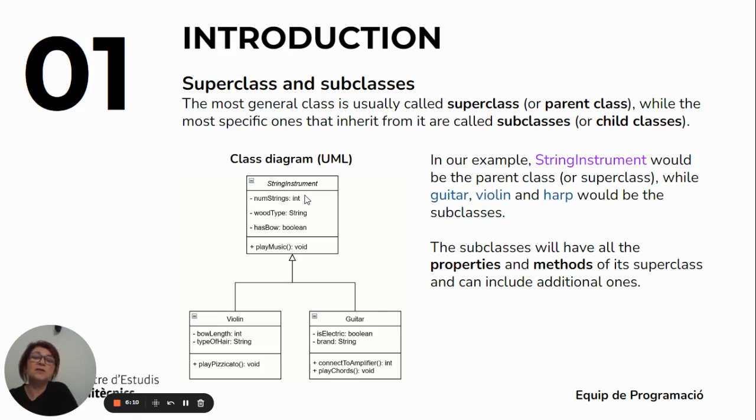Then if you look at the electric guitar, it's electric, so it can have a Boolean attribute, and then the methods could be that you can connect it to an amplifier and you can play chords. So the subclasses will have the properties and the methods of the superclass, and they can include additional ones.